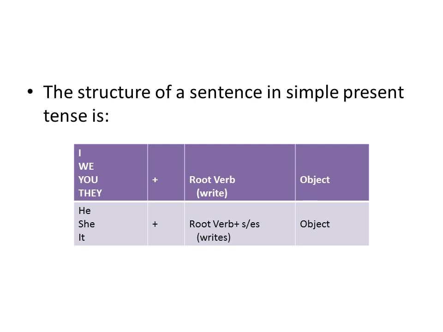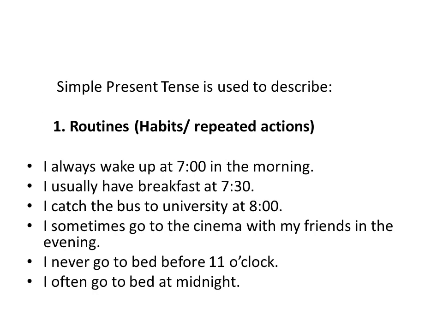And if the subject is he or she or it, the root form of the verb gets an addition of s or es with it. As an example, he writes a letter, she writes a letter. So with these subjects, we always have s or es added to the verb. Now let us see some of the cases where we use simple present tense.